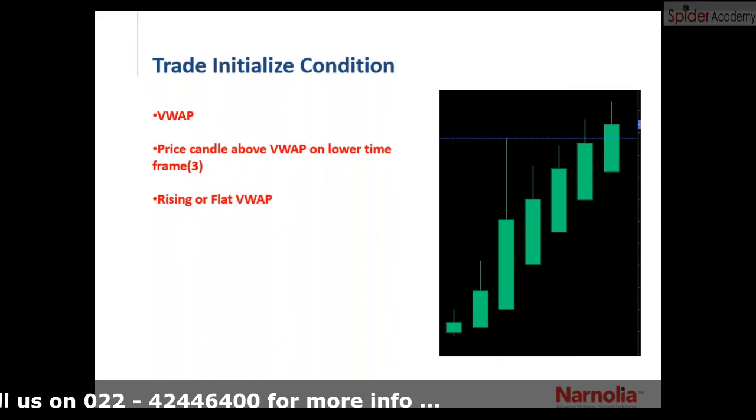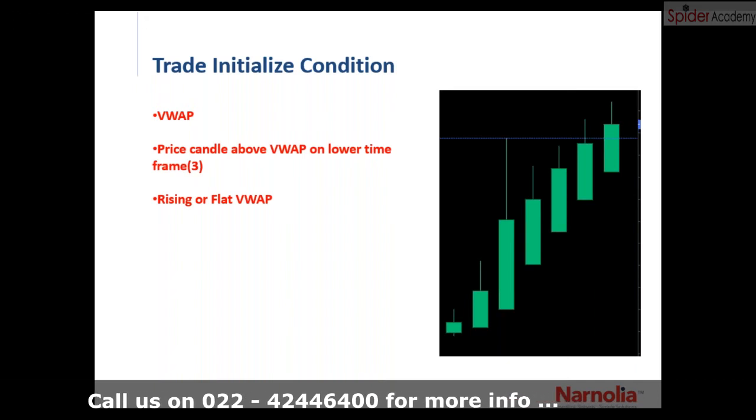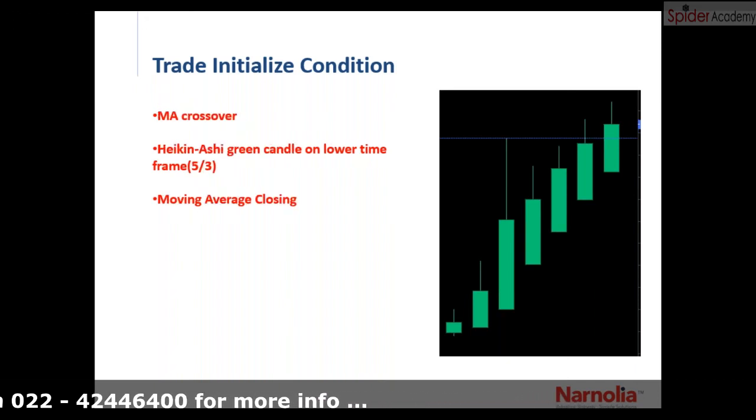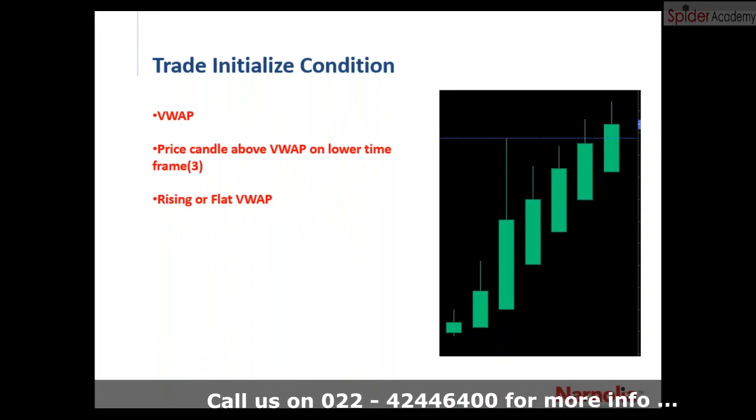And at the same time, I look for the VWAP to be either flat or rising. So these are the trade initialized conditions, or TIC, and you can use any one of them. Out of that, I took a moving average closing, which is a VWAP closing, and I'm just using it clearly. Let's move ahead.